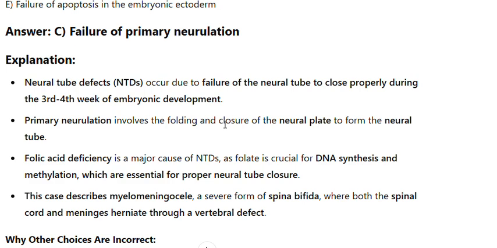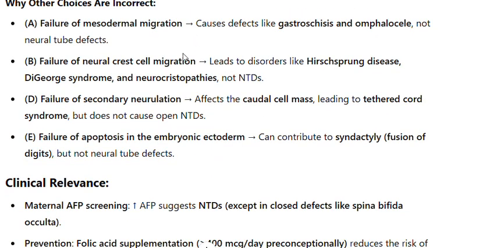This case describes myelomeningocele, a severe form of spina bifida, where both the spinal cord and meninges herniate through a vertebral defect. Why other choices are incorrect? A. Failure of mesodermal migration causes defects like gastroschisis and omphalocele, not neural tube defects. B. Failure of neural crest cell migration leads to disorders like Hirschsprung disease, DiGeorge syndrome, and neurocristopathies, not NTDs.